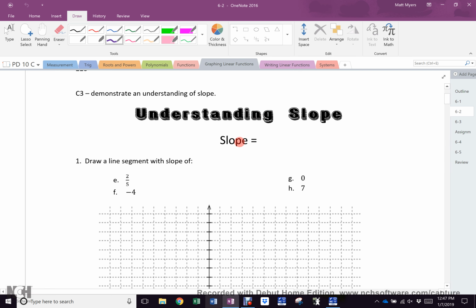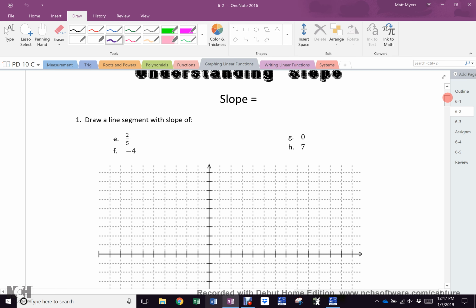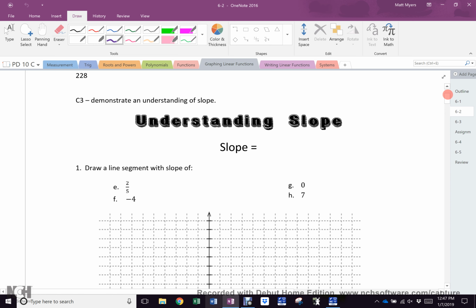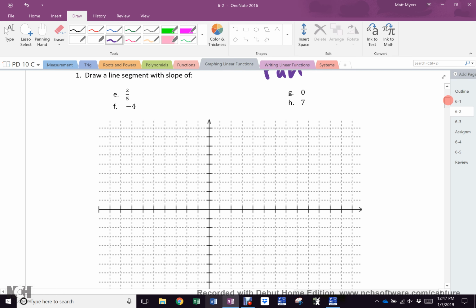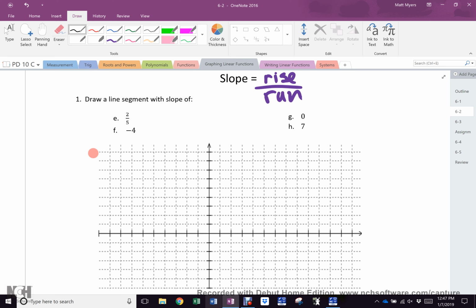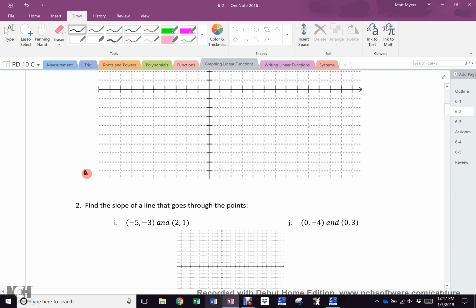Slope means a bunch of things. We are going to be graphing a line. So what definition of slope do we want to use here? We want to use rise over run, don't we? Now, everybody listen to me because I want you to do this properly. In this quadrant, I want you to do E. In this quadrant, I want you to do F. In this quadrant, I want you to do G. And in this quadrant, I want you to do H.